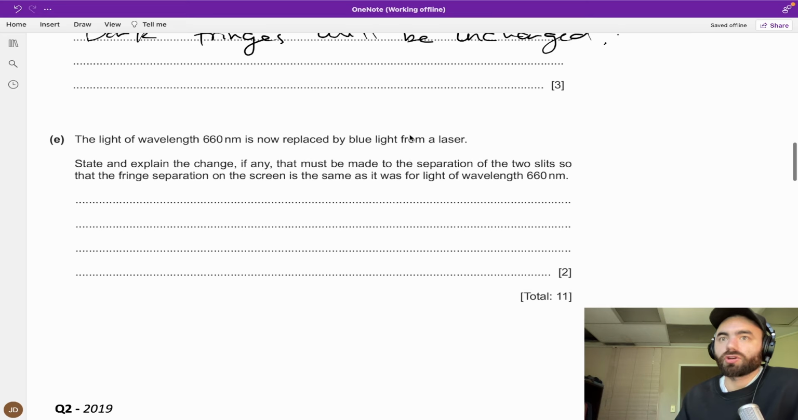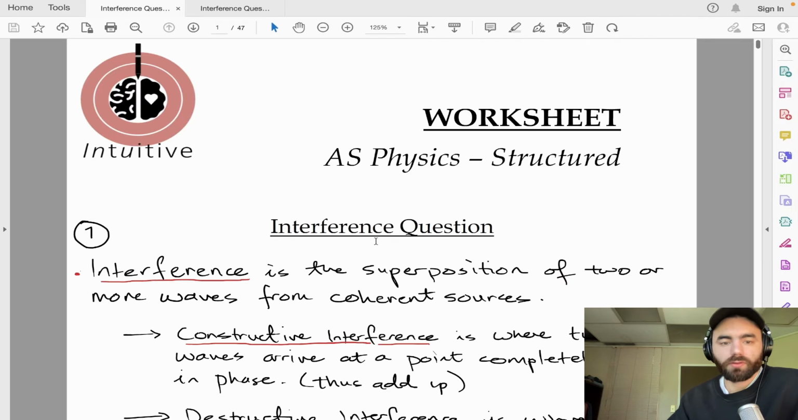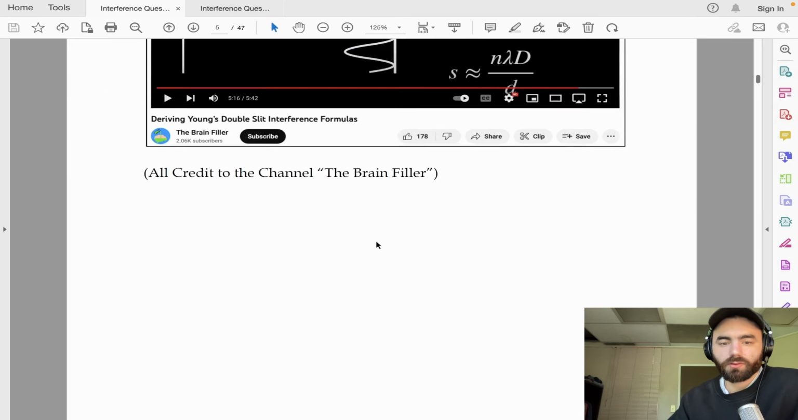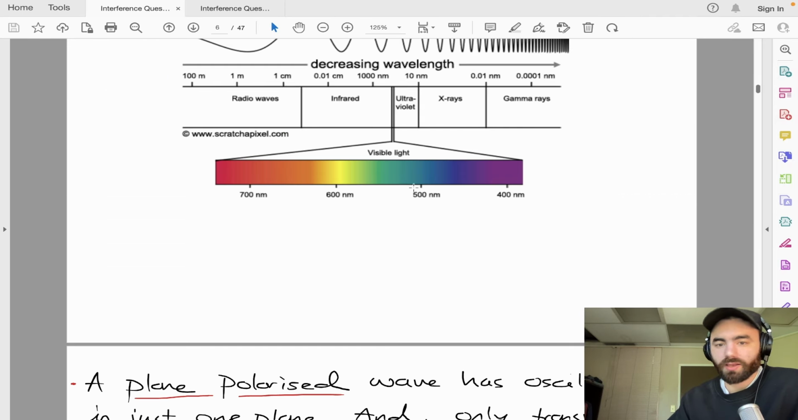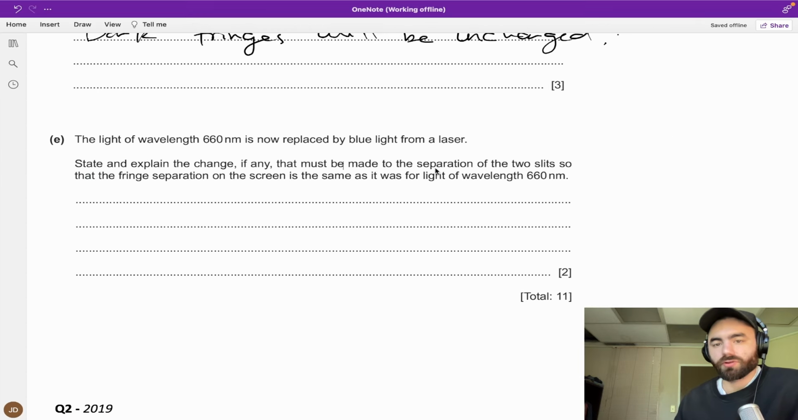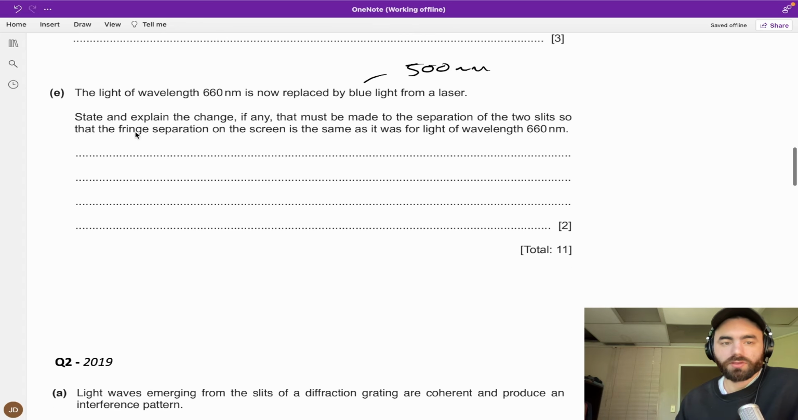So this is why I said you should get an idea, because blue light, if we look on this thing, where are you at? Blue light here is around 500 nanometers. So it's replaced with a shorter wavelength. It's decreased the wavelength. So state and explain the change, if any, that must be made to the separation of the 2 slits so that the fringe separation on the screen stays the same as for the 660.